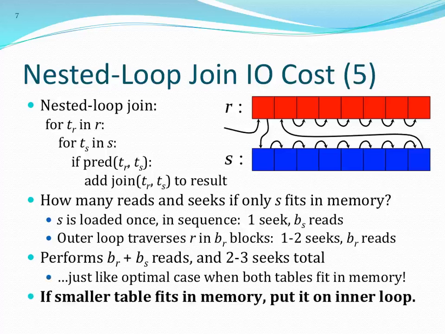What this means is that if I can only fit one table in memory, pick the smaller one, and well, actually that's not entirely true. But if I can fit a table into memory, then I need to make that table the inner loop, because that will greatly reduce the number of seeks and reads I have. Okay? So that's one part of this.